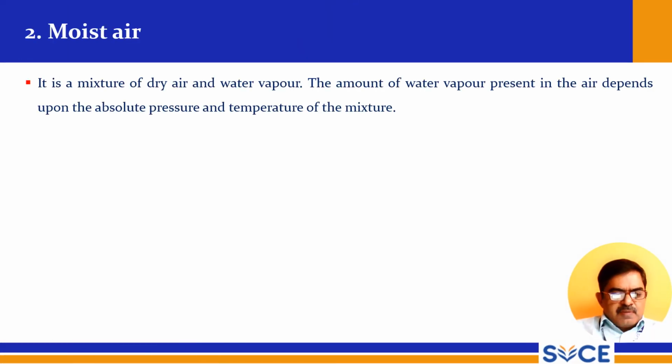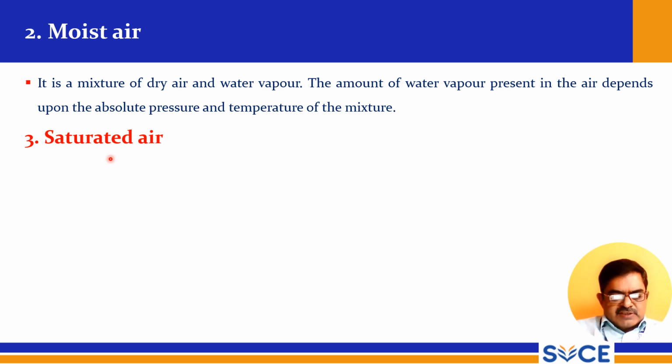The second one is moist air. It is a mixture of dry air and water vapor. The amount of water vapor present in the air depends upon the absolute pressure and temperature of the mixture. So moist air is a combination or mixture of dry air and water vapor. And the next one is saturated air. So please remember all this terminology, which is very essential while solving the problems.